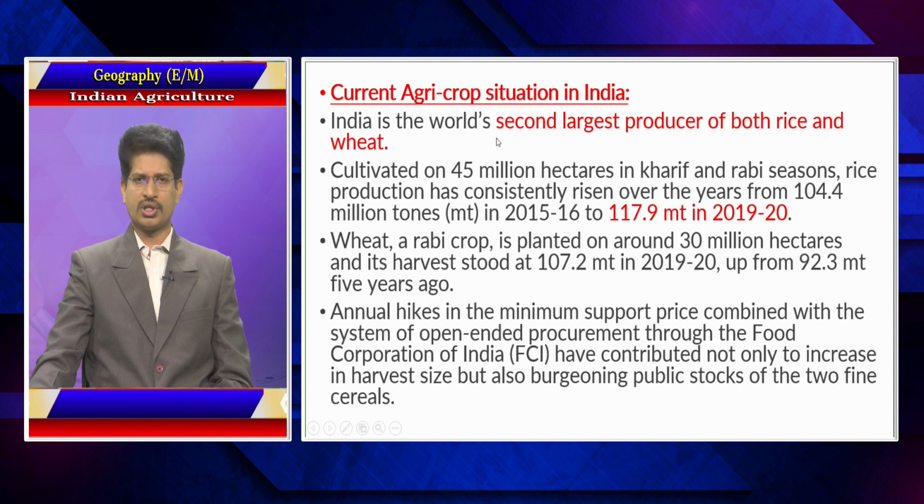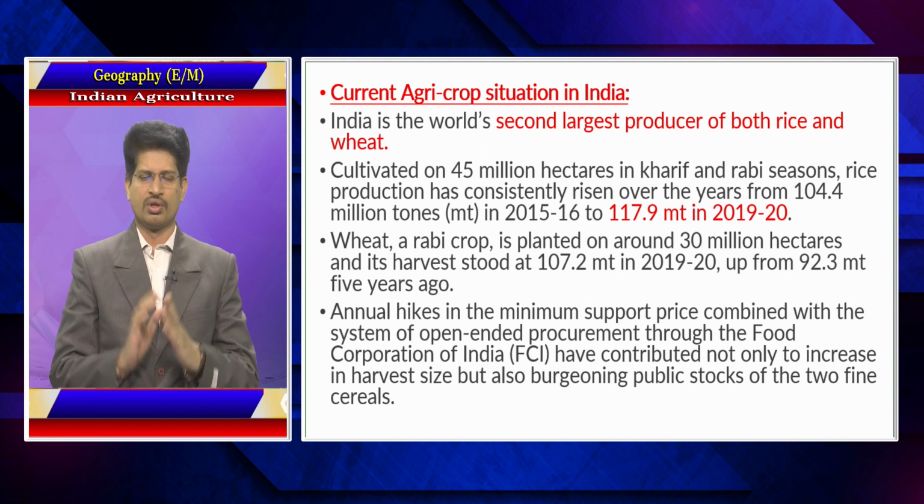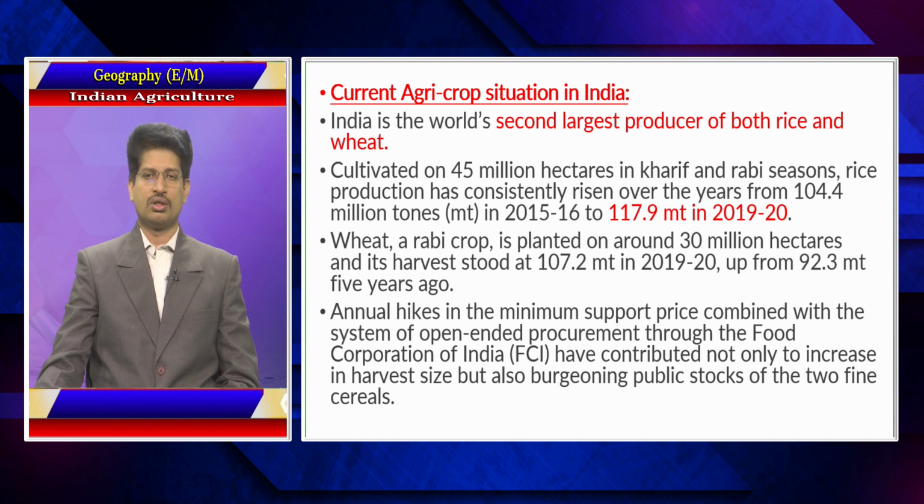So India is the world's second largest producer of both rice and wheat. Cultivation on 45 million hectares in Kharif and Rabi season. Rice production has continuously risen over years from 1.4 million tons in 2015-16 to 117 million tons in 2019-20. So, they may ask you the amount of millions of tons of rice being produced by India in these years. So, you must be able to memorize certain data essential to answer certain questions.